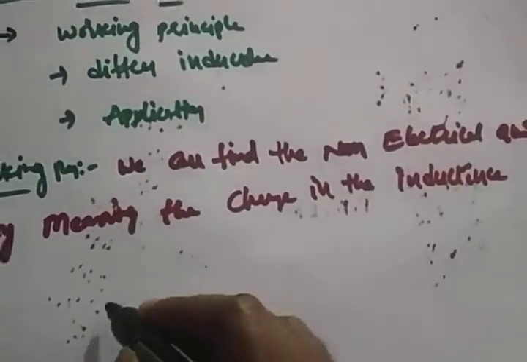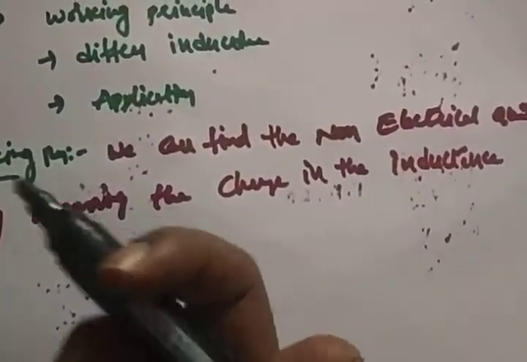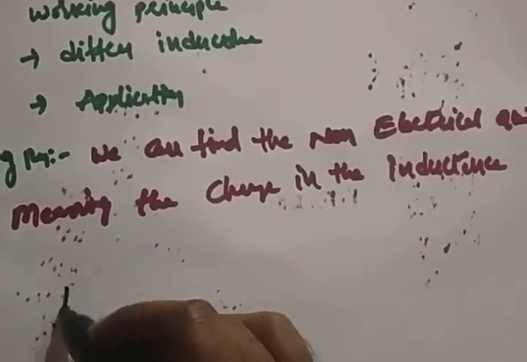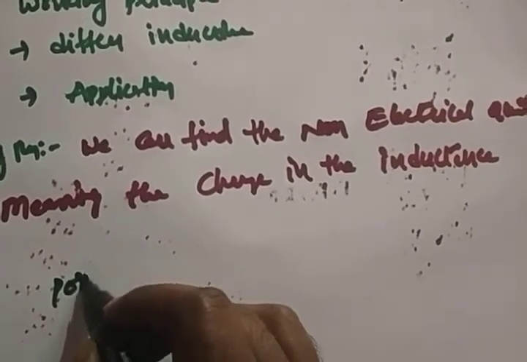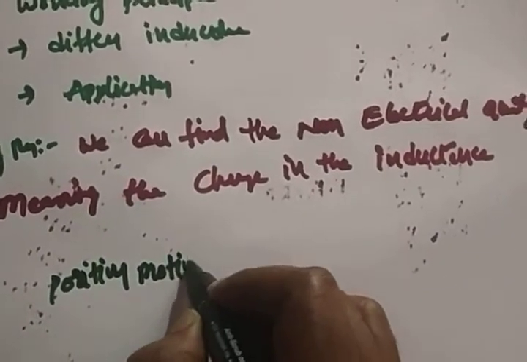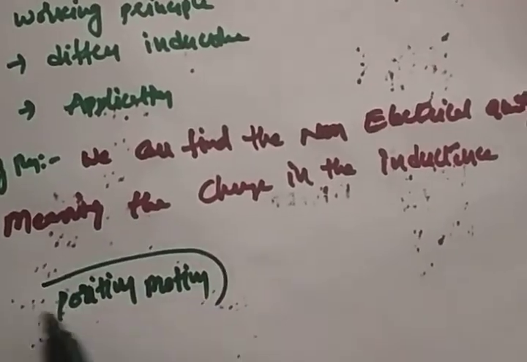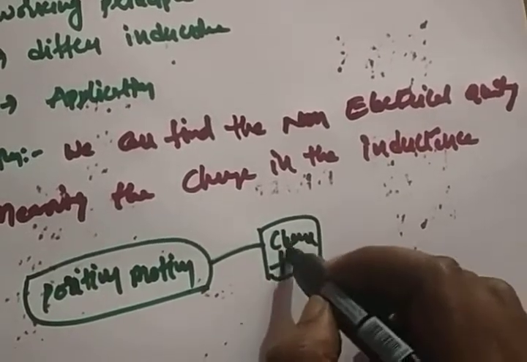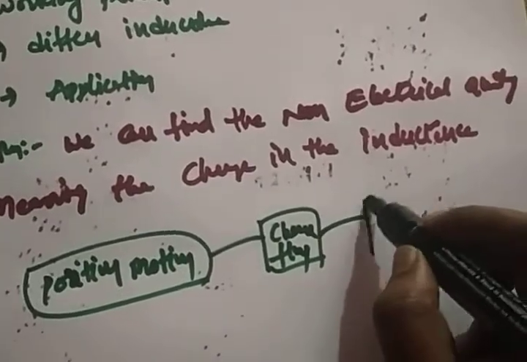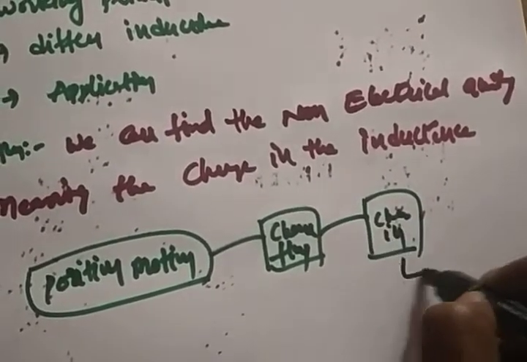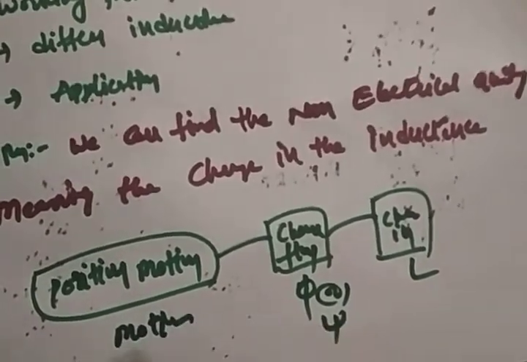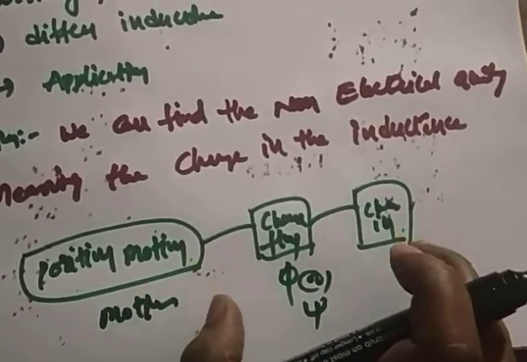How will it work? Suppose you don't know the non-electrical quantity, and you want to find out the motion. The motion is what you applied. How does the inductance change? First it will be converted to a change in flux. After that it will be converted to a change in inductance, or flux linkages. The motion that you are applying is converted to a change in flux.